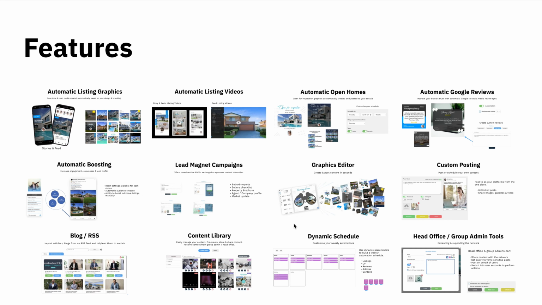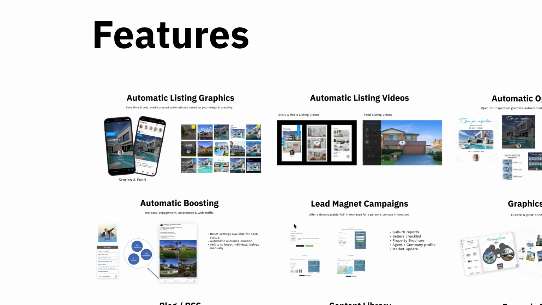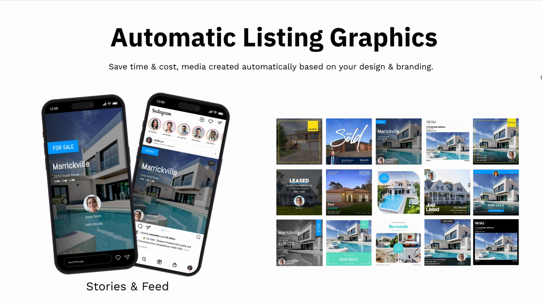From a features perspective, we're starting off with automatic listing graphics. When DripFlow creates the listing graphics for your properties, it creates it in the feed as well as the story orientation and distributes both. This allows you to cover multiple mediums and generate more exposure and a better result.